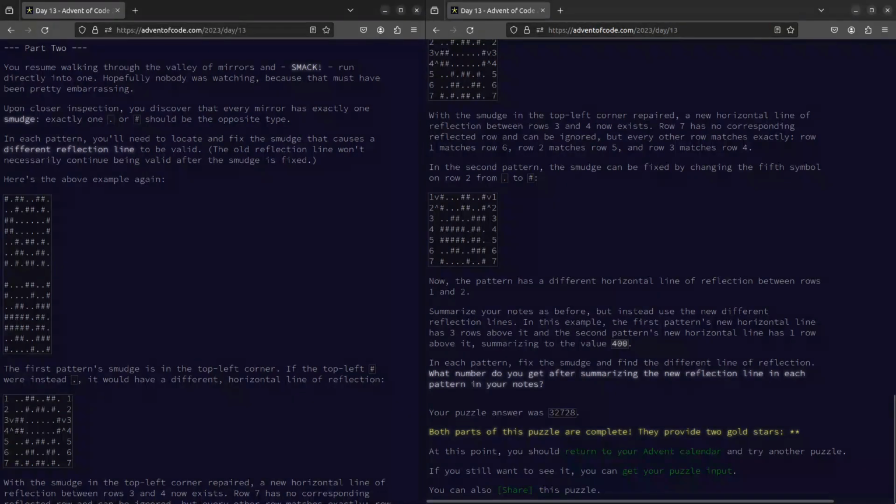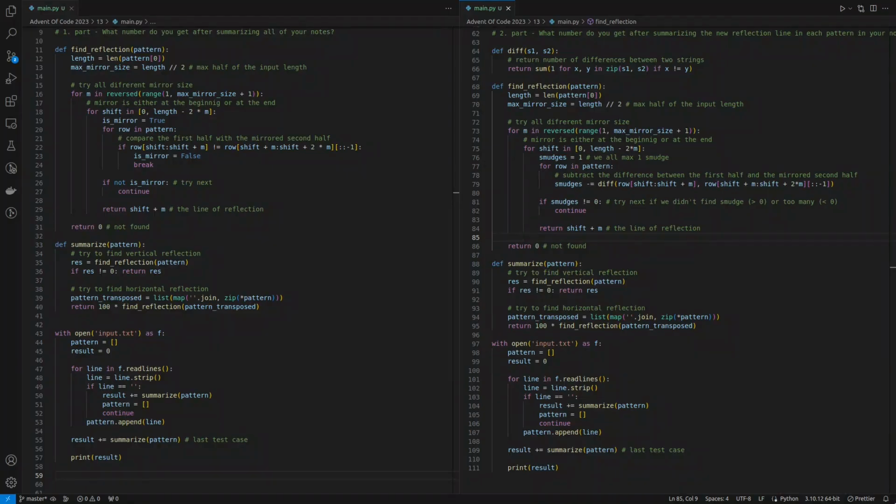The twist for the second part is that there is exactly one smudge in each pattern. It means we must ignore one mistake when looking for the reflection line. As you can see, the code is almost identical to the code in part 1. I just slightly altered the condition in the findReflection function.